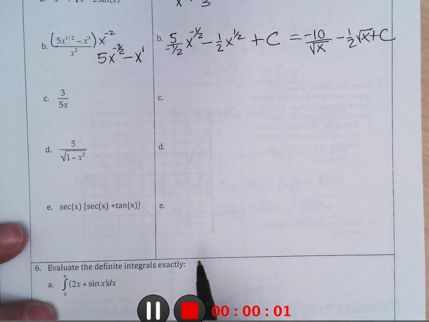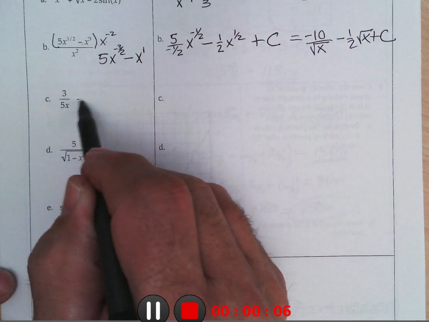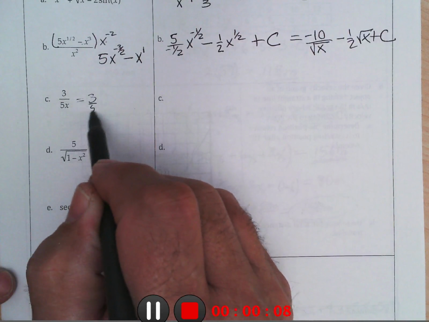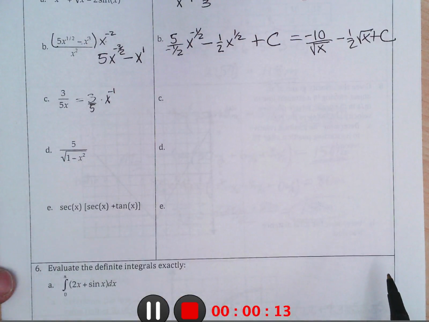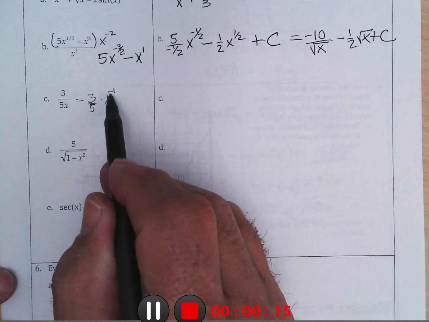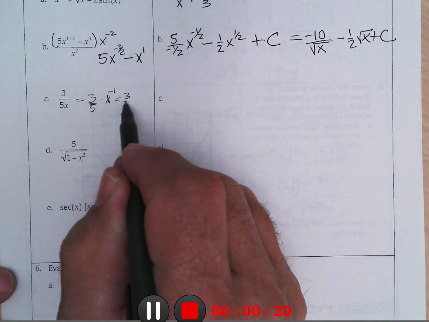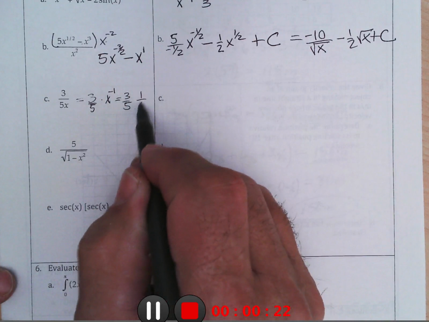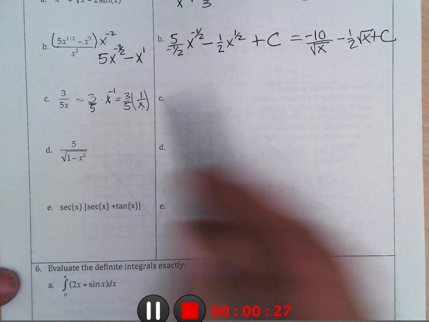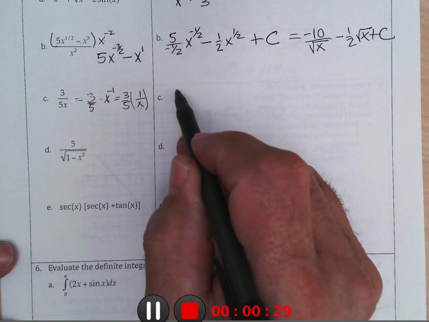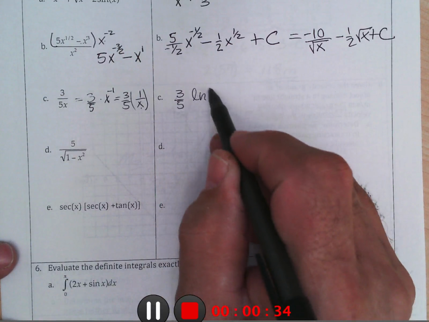C. So this is 3/5 times x to the minus 1. Now, you can't use the power rule on x to the minus 1. You have to think of it as 3/5 of 1 over x. And the antiderivative of 1 over x is that special case. It's ln, the absolute value of x.